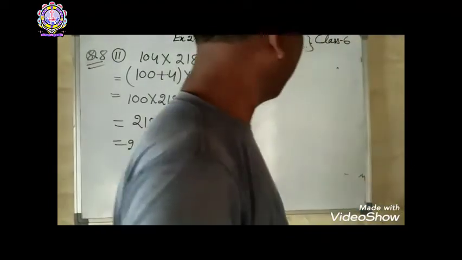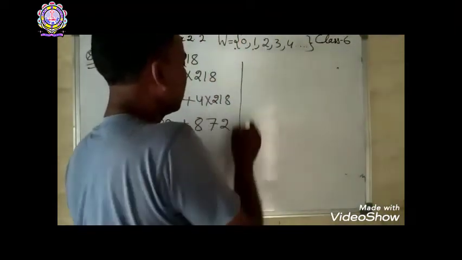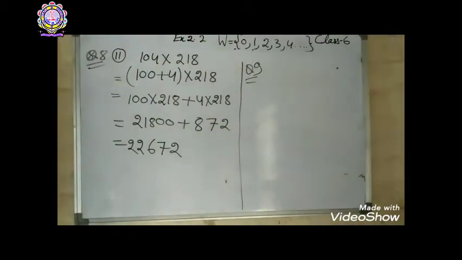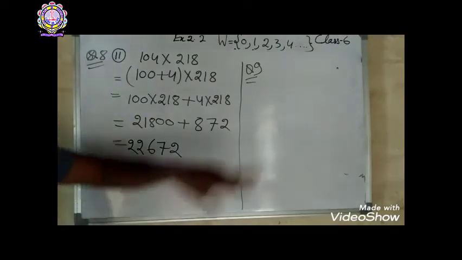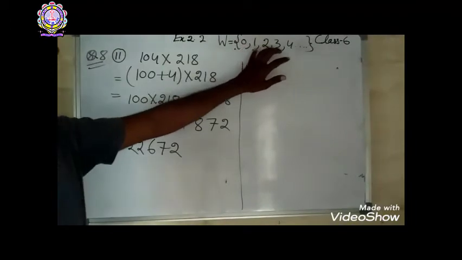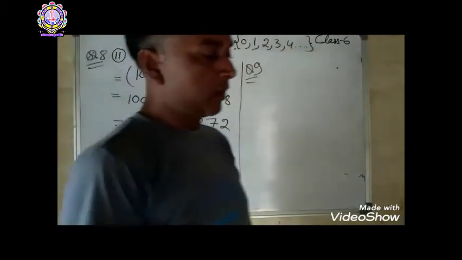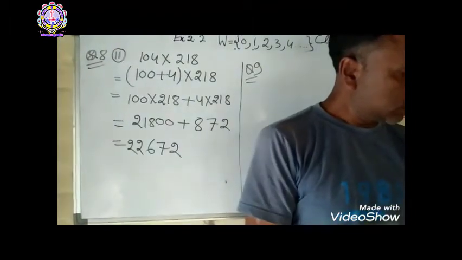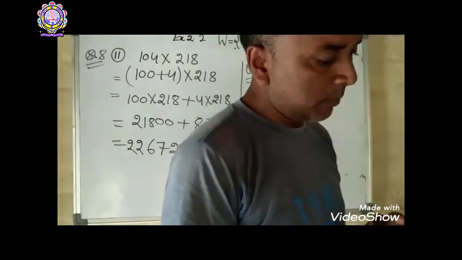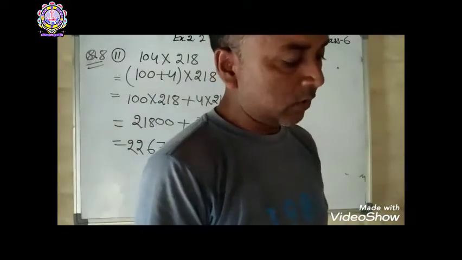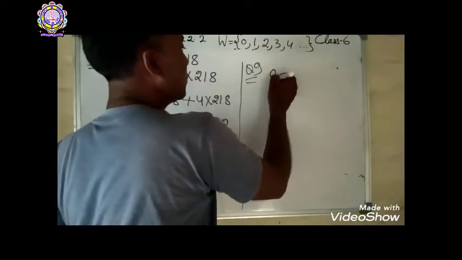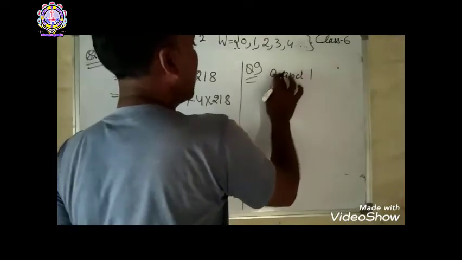Now, question number 9. Before solving question number 9, memorize the whole numbers. Whole numbers start from 0, 1, 2, 3, 4. So I am reading the question and you also have the book. Write all possible whole numbers which when multiplied with itself give the same number. The numbers are 0 and 1.